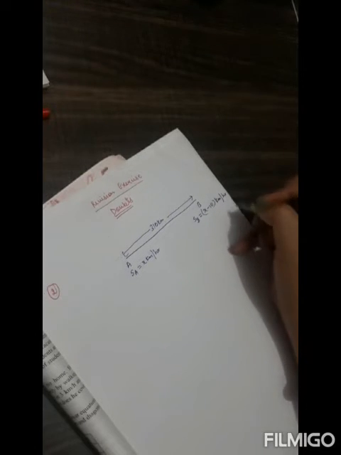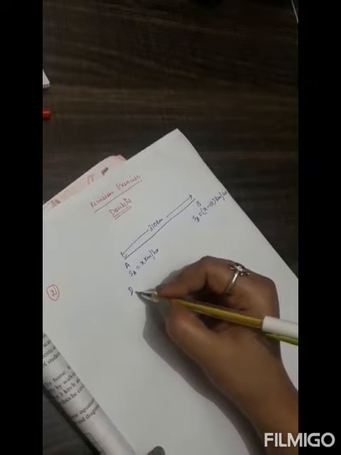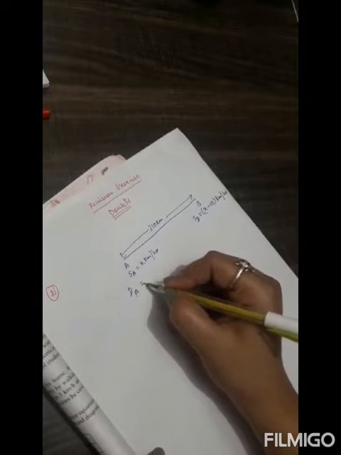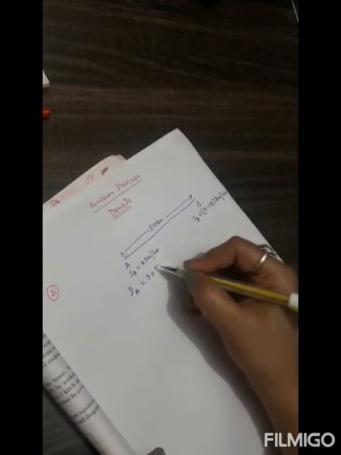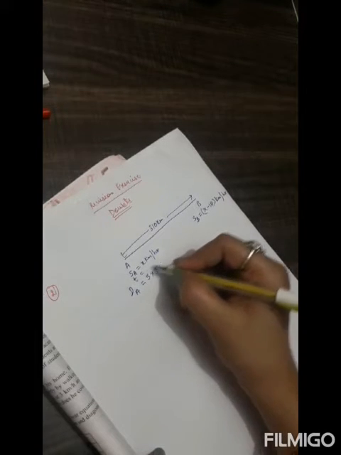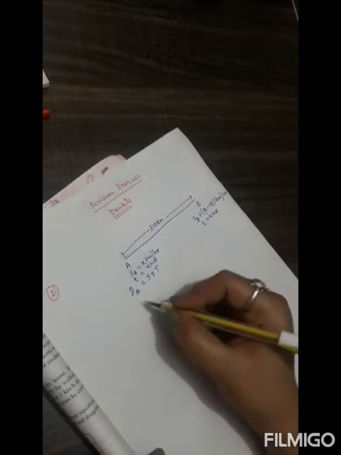kilometer per hour. They have also given that after 4 hours the distance between them is 30 kilometers. So let's calculate exactly what would be the distance. Distance A covered in 4 hours. What is the formula for distance? Speed into time. Time is 4 hours for both, because right now we are talking about how much distance they have covered in 4 hours.